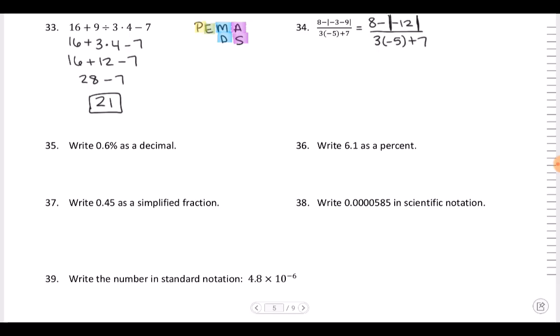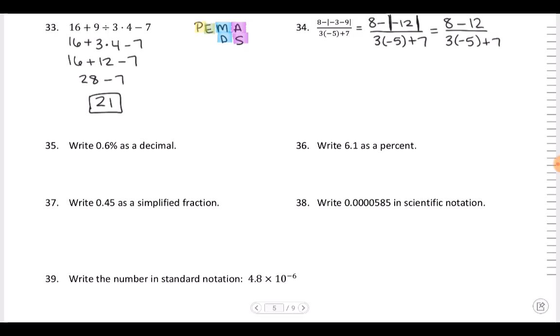Okay, so once I simplify inside my grouping symbols, now I need to evaluate inside those grouping symbols. So I have the absolute value of negative 12, and the absolute value of negative 12 is just 12, right? It's the distance that you are from 0 on the number line.